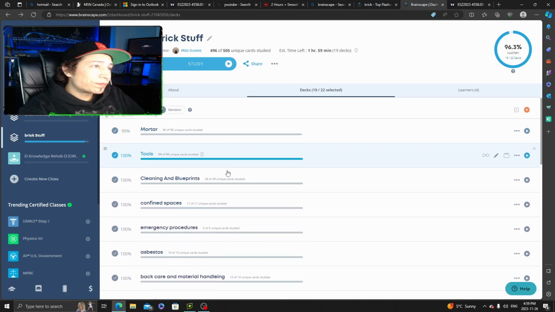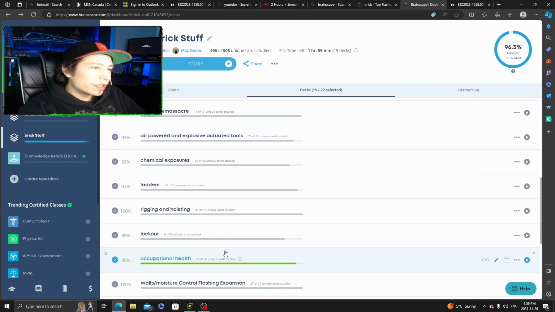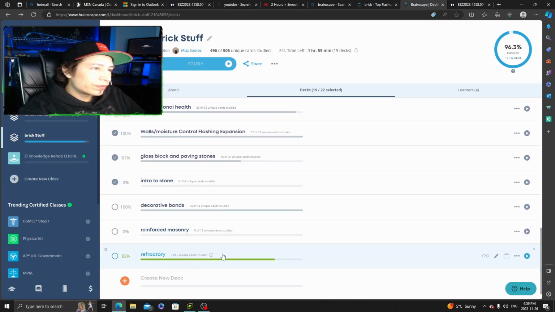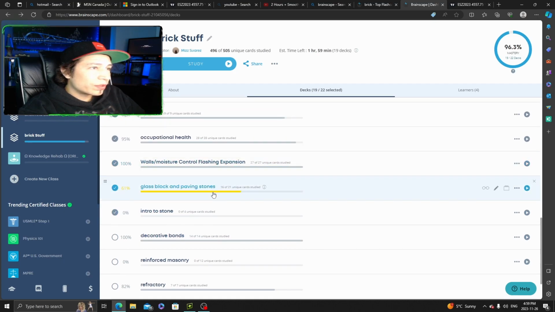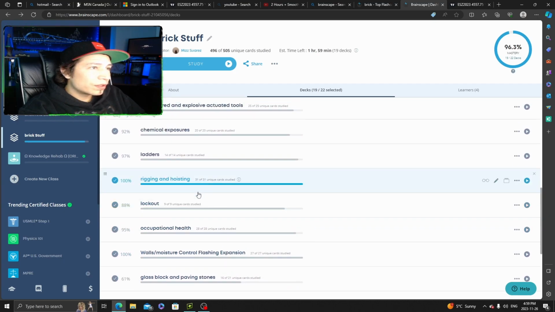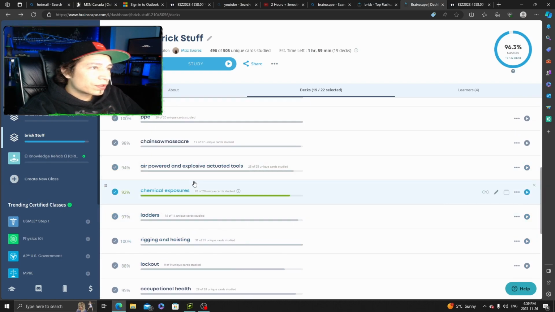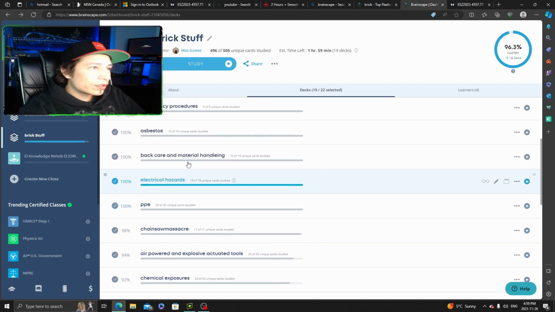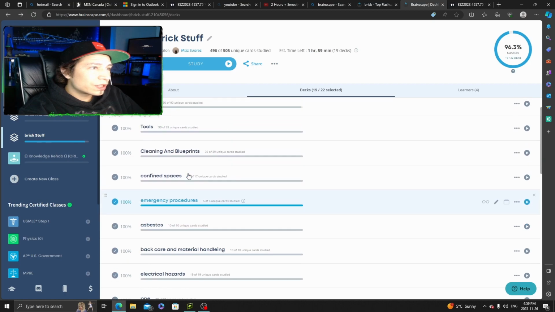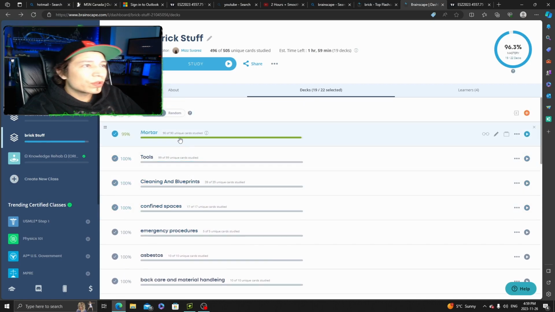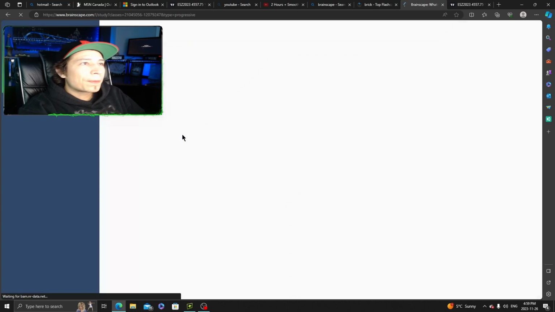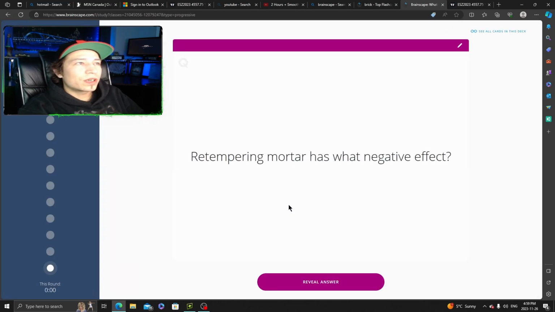Mortar, pretty basic, probably would fit in there. I mean, refractory, we could do the refractory thing. Intro to stone, glass block and paving stones, occupational health, ladders, chemical exposure, chainsaws, PPE, electrical, emergency procedures, confined spaces. So we're just gonna throw mortar in there because we're talking about reinforced walls.